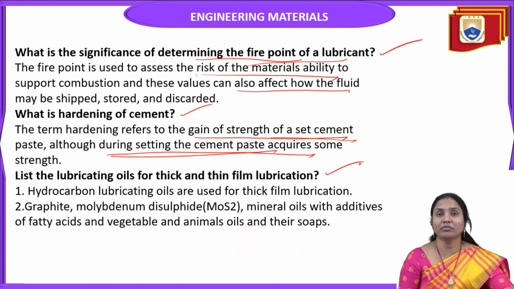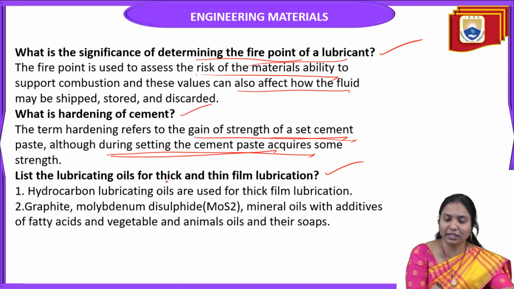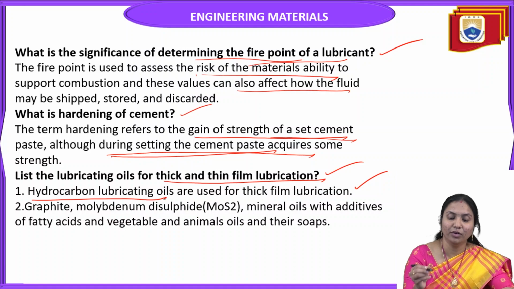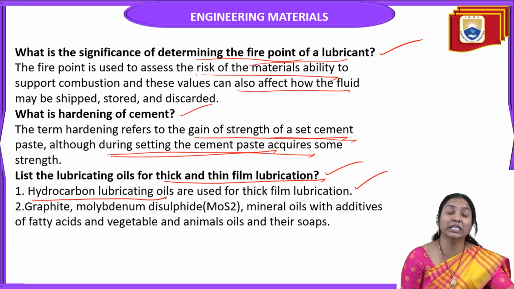And list the lubricating oils for thick and thin film lubrication. So what are the lubricating oils for thick and thin film lubrication purpose we are using? So first one is hydrocarbon lubricating oils. Hydrocarbon lubricating oils used for thick film lubrication. So in thick film lubrication, that means high load and slow speed. In that case, we are using lubricants or hydrocarbon lubricating oils for this thick film lubrication.